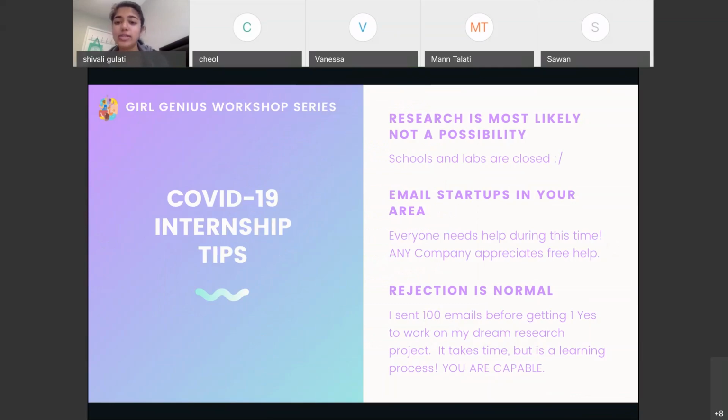But what you can do instead is emailing startups in your area. Because COVID-19 doesn't seem like it's going to stop anytime soon, everyone is going to continue to need help during this time. And all the small businesses are suffering. So if you email a company being like, hey, I'll make your website for free, they're way more inclined to say yes to you right now. So take advantage of that to help you.